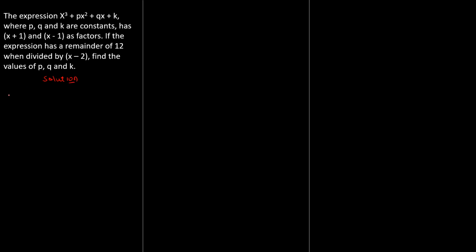In this case, the expression is giving us x cubed plus px squared plus qx plus k, and I'll say let f of x be the expression. So f of x is equal to x cubed plus px squared plus qx plus k, so that the problem will be very, very simple. From here it says that x plus 1 and x minus 1 are factors. And then it says if the expression has a remainder of 12 when divided by x minus 2, we are supposed to find these constants.